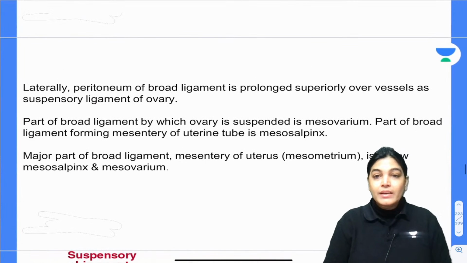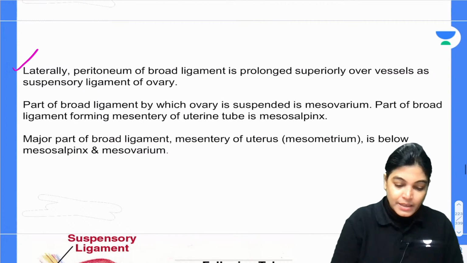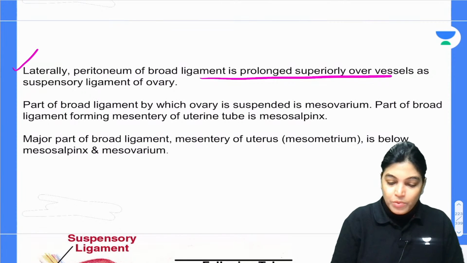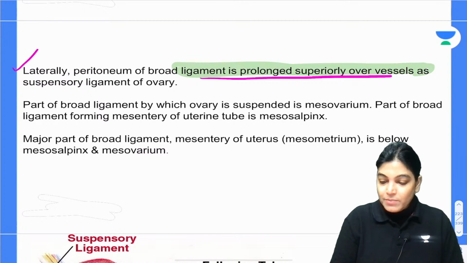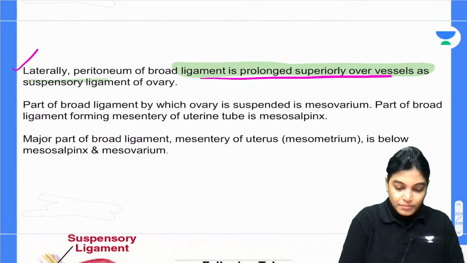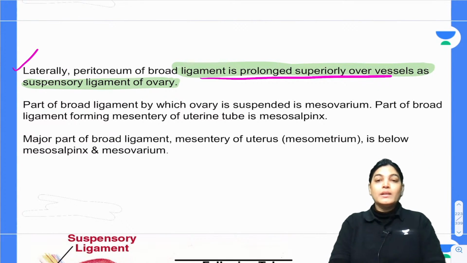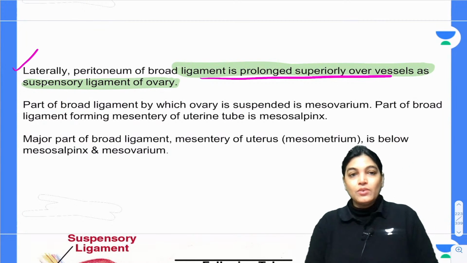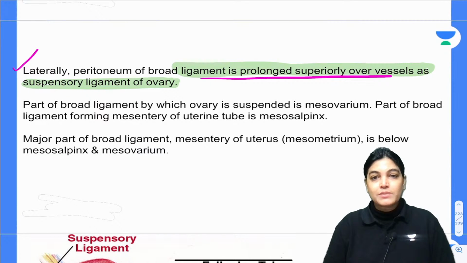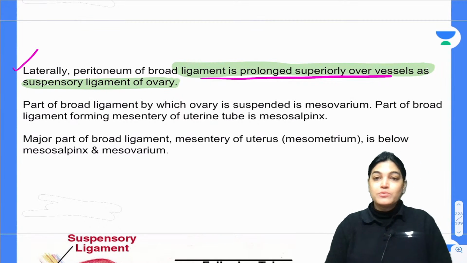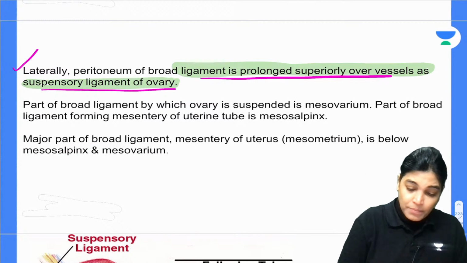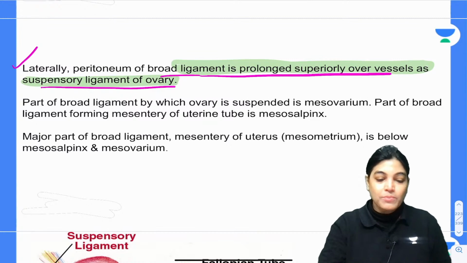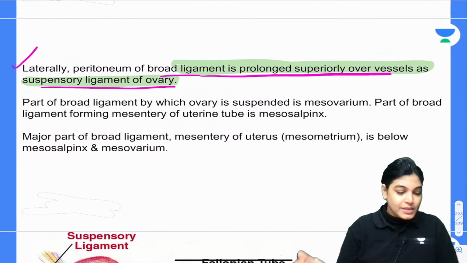Let me just give you the explanation, so use the diagram. Laterally, the peritoneum of the broad ligament is prolonged over the ovarian vessels, and this is the suspensory ligament of ovary, also called the infundibulopelvic ligament, containing the ovarian vessels. It is the part of the broad ligament by which the ovary is suspended. I would also like to give you the explanation of other parts of the broad ligament. The suspensory ligament of ovary is also part of the broad ligament. We know that the broad ligament is a secondary support of the uterus and it has various parts.